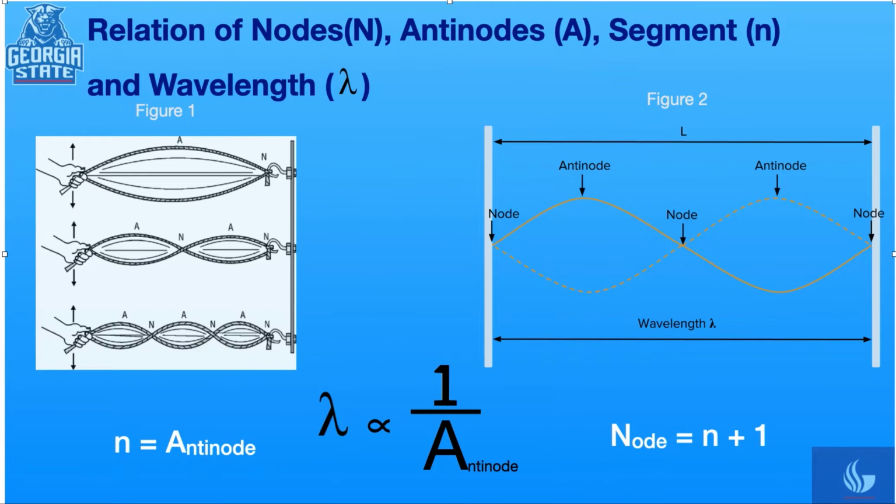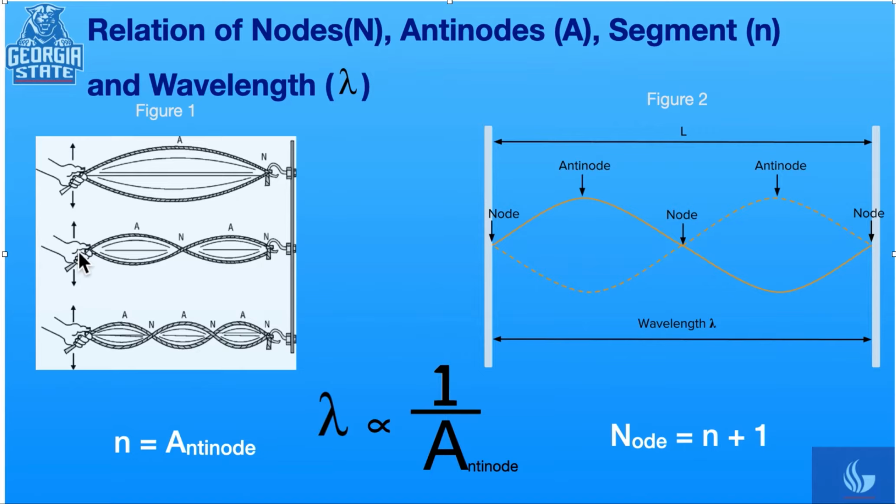So you may see that in the standing waves, you have loops or segments. We will discuss the relationship of these loops, nodes, antinodes, and wavelength. In figure 1, part A, you may see that there are two nodes and one antinode. Like the ends which are fixed, there are nodes, and in between the nodes, one antinode is formed. So the first case of figure 1 has one segment, one antinode, and two nodes.